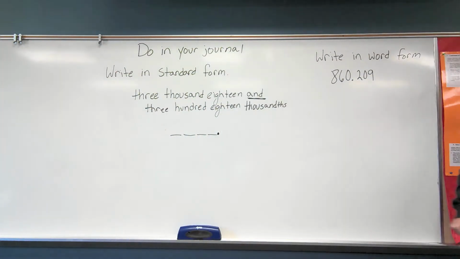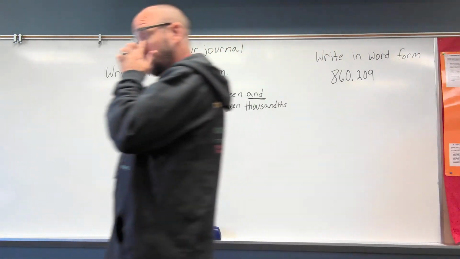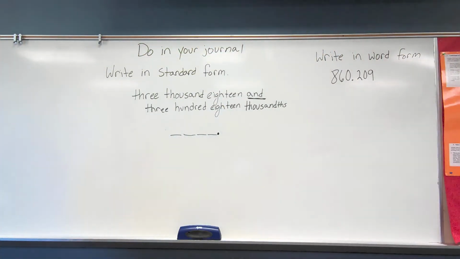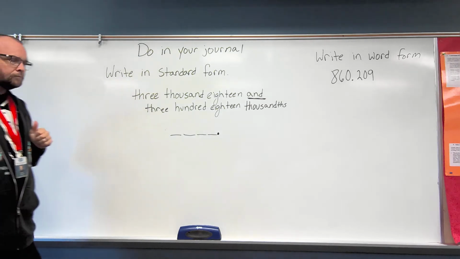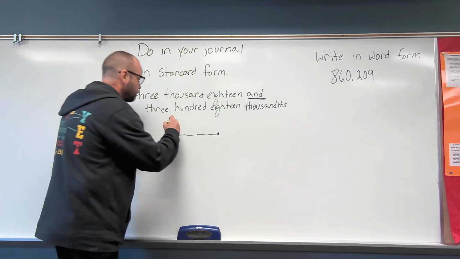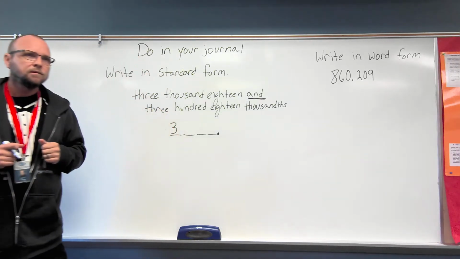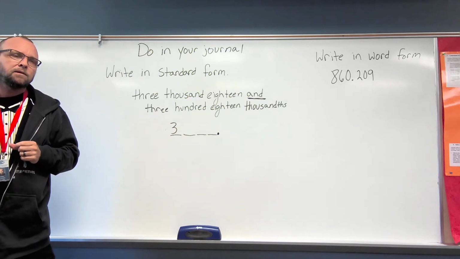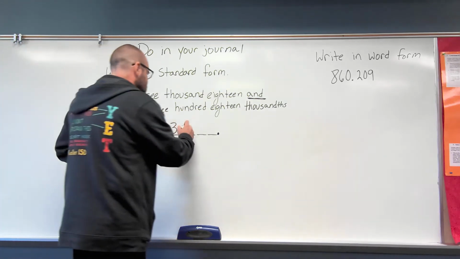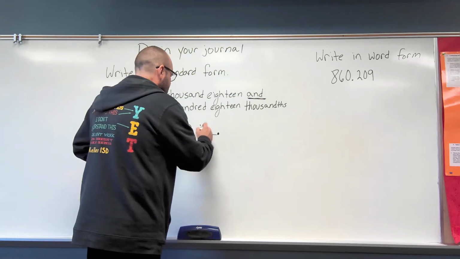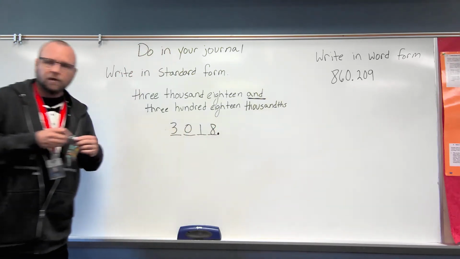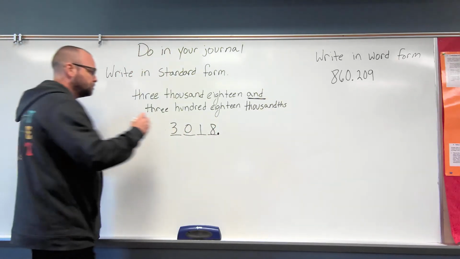Now, Layla, how would I write 3,018? Obviously going to be a 3 in the thousands place, right? Good. 0. And then 18. That is 3,018.